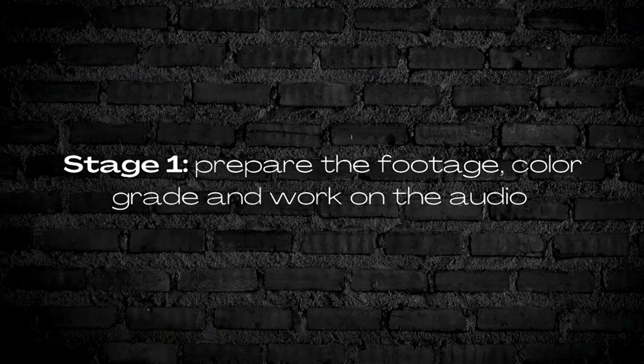Now, what I found is the best process for smartphone editing is this. Stage 1: prepare the footage, color grade if you want to, and also work on the audio. And for working on audio, you can use the voice enhancer inside CapCut, which is a tool inside CapCut, or maybe you can use Adobe Podcasts. Stage 2: cut the video. Cut out all silence and mistakes.